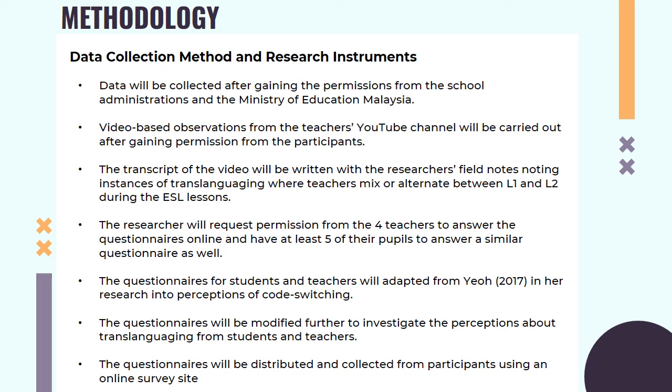The researcher will request permission from the 4 teachers to answer the questionnaires online and have at least 5 of their pupils answer a similar questionnaire as well. The questionnaires for students and teachers will be adapted from Yu 2017 in her research into perceptions of code switching. The questionnaires will be modified further to investigate the perceptions about translanguaging from students and teachers. The questionnaires will be distributed and collected from participants using an online survey site.